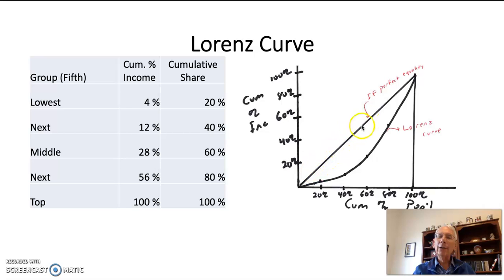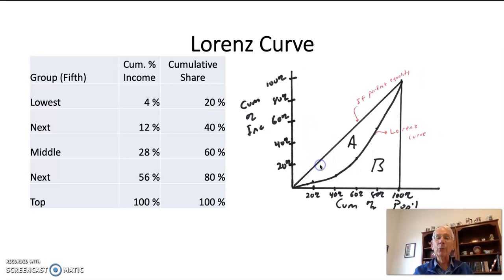This straight line here, that's if we had perfect equality. In English, if everybody had the same level of income. In other words, if income was perfectly equally distributed, the bottom 20% would have 20%, the bottom 40% would have 40%, the bottom 60%, 60%, and so on. So that's how we come up with what's called the Lorenz curve.